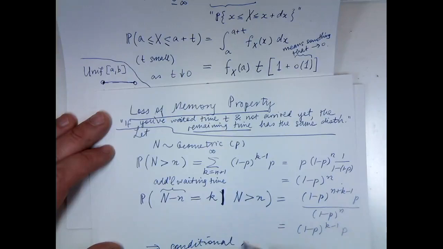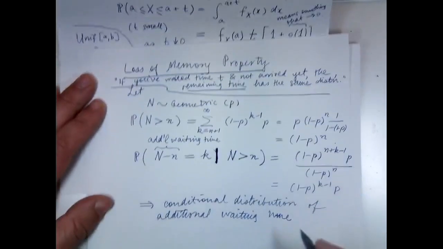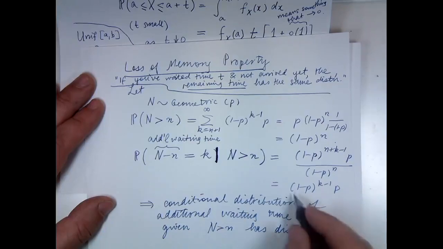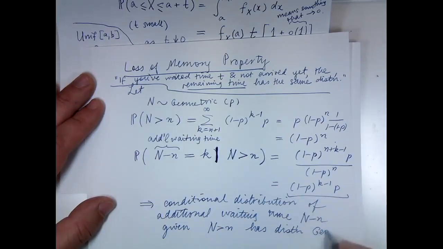Therefore, we'll say it this way. The conditional distribution, which means exactly what you think, the probability conditional on a certain event. It's the conditional distribution of the additional waiting time N minus n, given the event, of course, that N is greater than n, has the distribution, we just have to recognize that, which is geometric p.